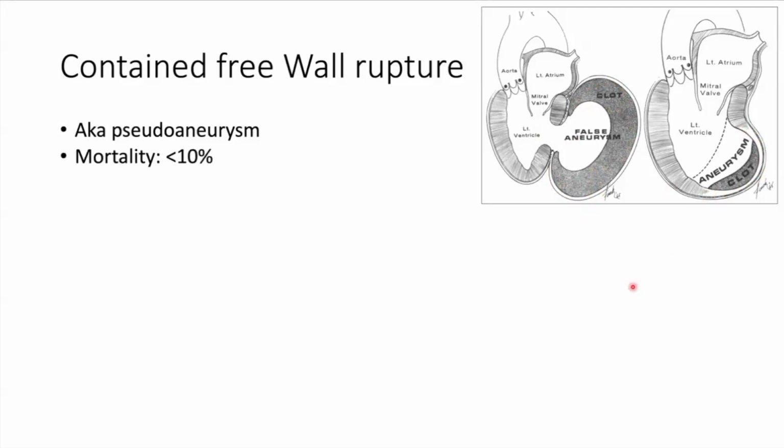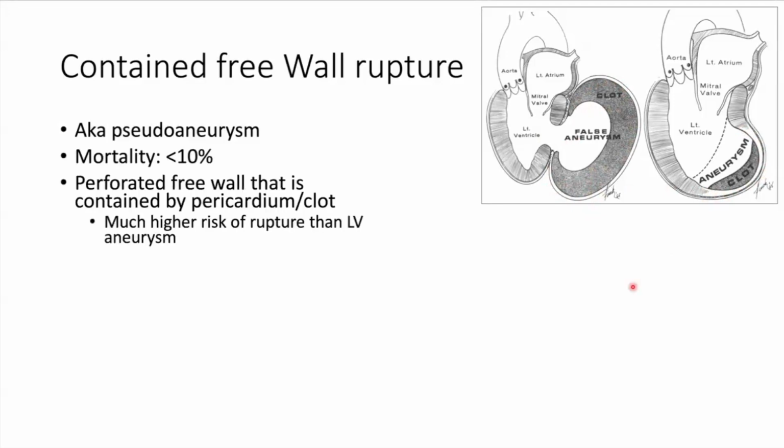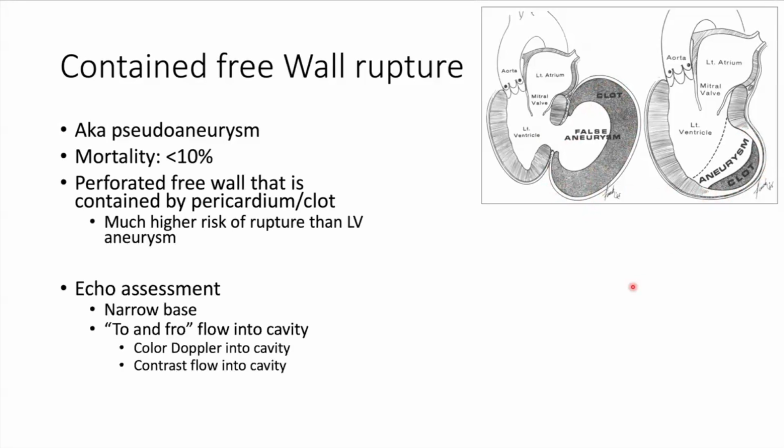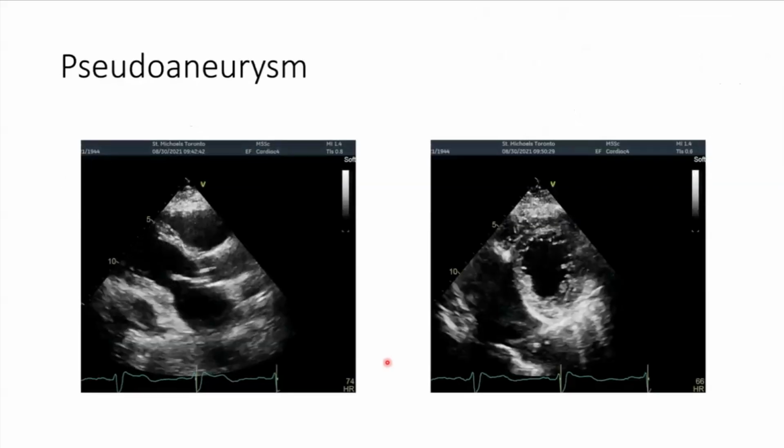Still, something needs to be done for these patients: surgery. Because they have a much higher risk of rupture, that's why you try to get them assessed. The main echocardiographic features that we're looking for are a narrowed base. The base here is quite narrow compared to the LV aneurysm. And we're looking for what's often referred to as the to-and-fro flow into the cavity. So we're looking for color Doppler across into the cavity, and we're looking for contrast that goes in and out. So this is an example.